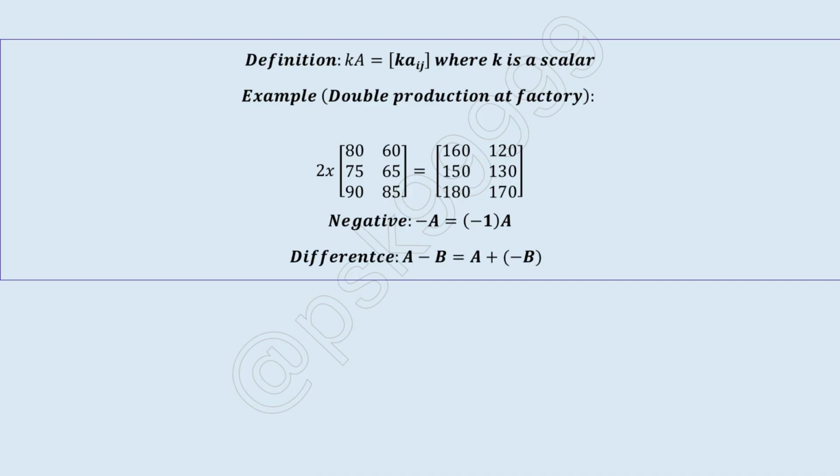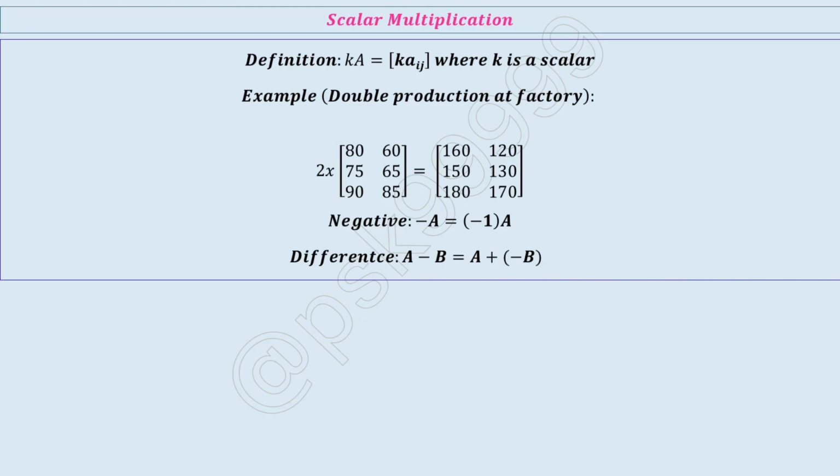Then difference, A minus B, is nothing but A plus minus B, means you are basically first doing minus B and then adding it to A. Okay, same definition. This is scalar multiplication of matrices.